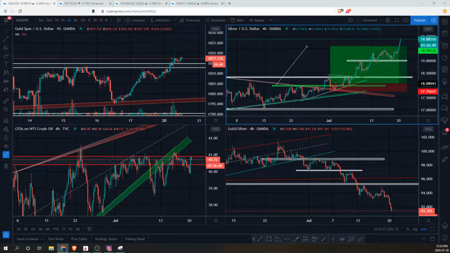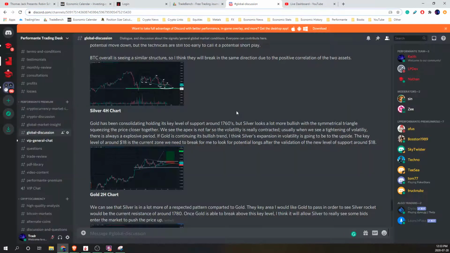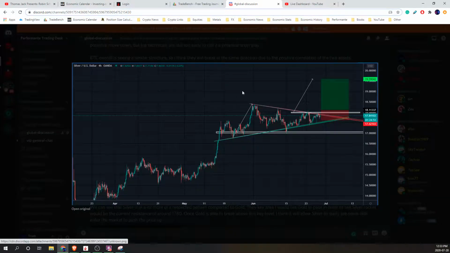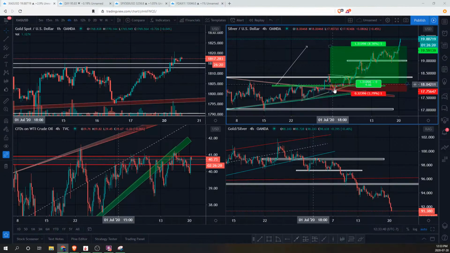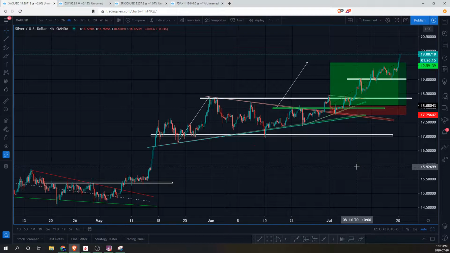We can see right here. Let's just look at this. Give me one moment. This is that zone that we were looking at right here. Silver at $18.11. Silver looks more bullish with the symmetrical triangle squeezing the price together. And then we see gold right here. But silver is this main one that we were looking at. And we were talking about this for a while, waiting for that perfect opportunity. We got it. We struck. And here it is right now. So $18 and let's say 8 cents around it was our entry.